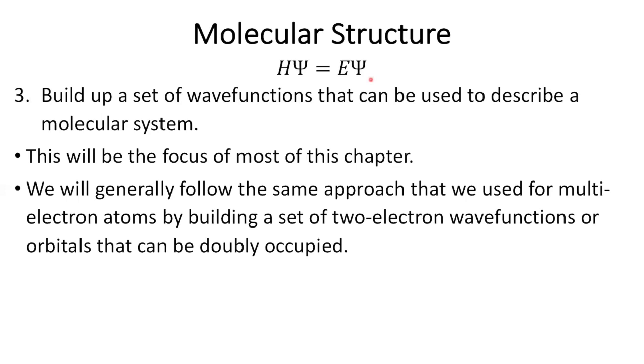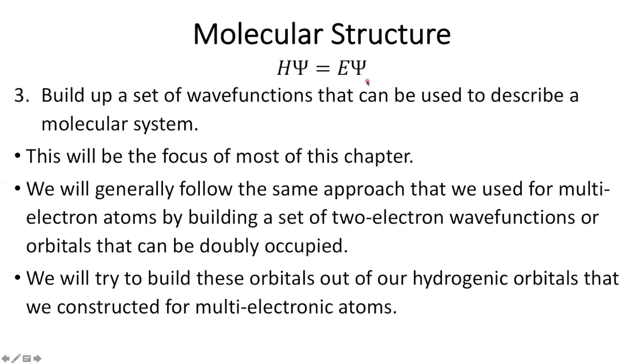So we are going to be generally following the same approach we did for multi-electronic systems. So what I'm going to do is instead of trying to solve for one entire wave function for the entire system, I'm going to try and build up my wave function out of a series of two electron wave functions that can either be singly or doubly occupied. And then adding these together, I'll get a wave function for the entire molecule. And we're going to try and build these two electronic wave functions or orbitals out of our hydrogenic orbitals.